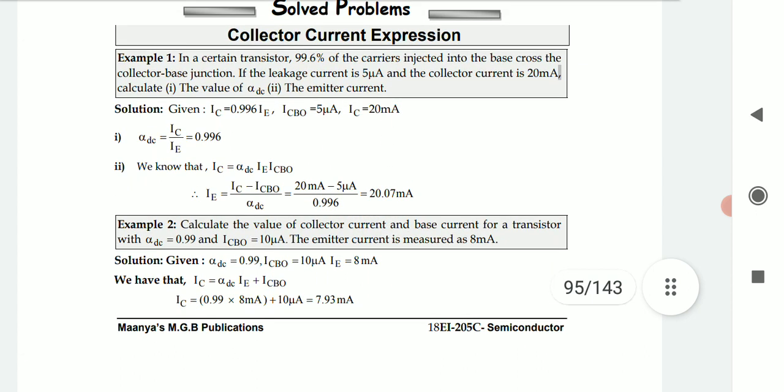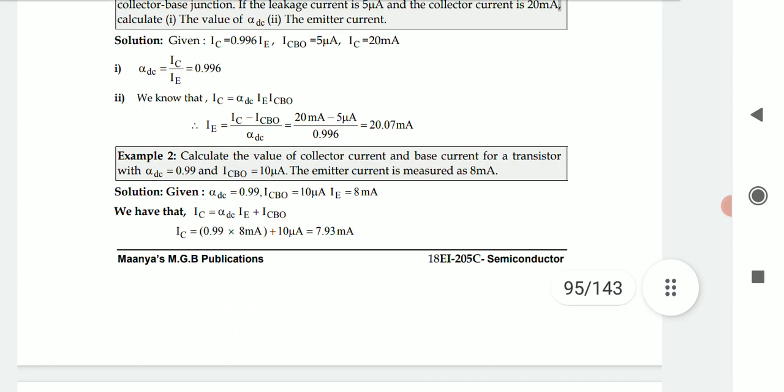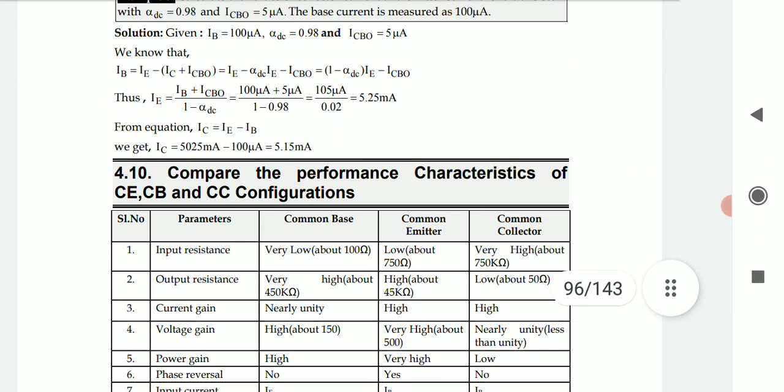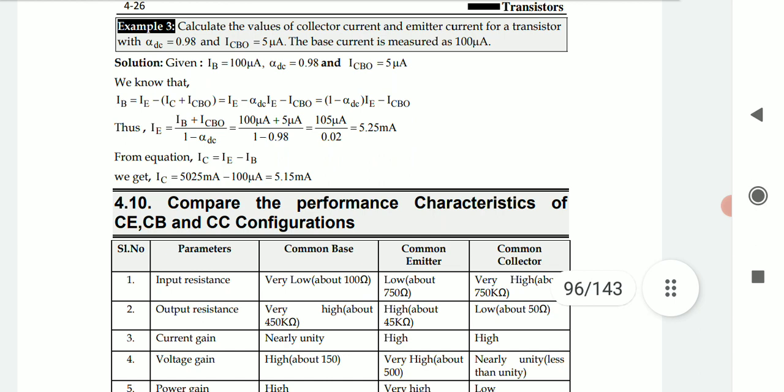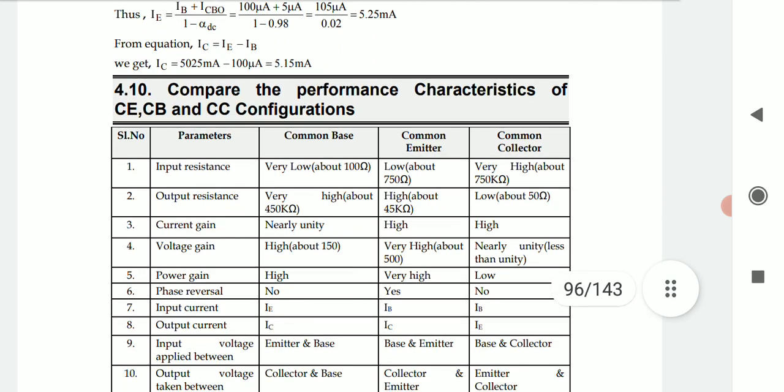Some solved problems are given based on the leakage current equations, that is IC in terms of leakage current equations. IC is equal to alpha IE plus ICBO, based on those equations. Here some problems have been given. You can simply substitute the given values, and you will get the required value.